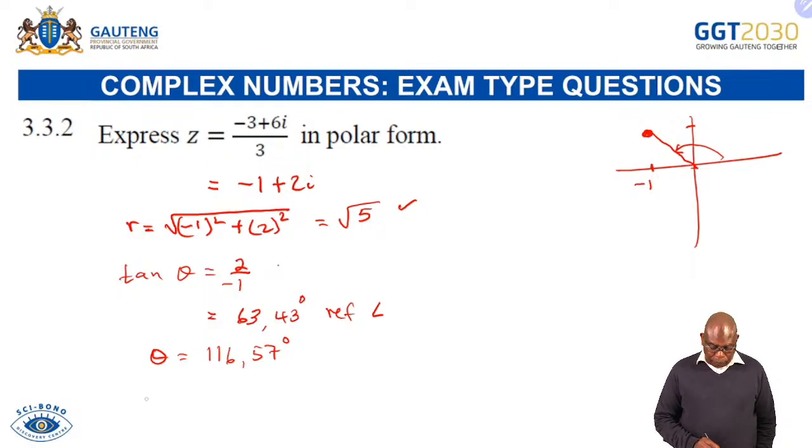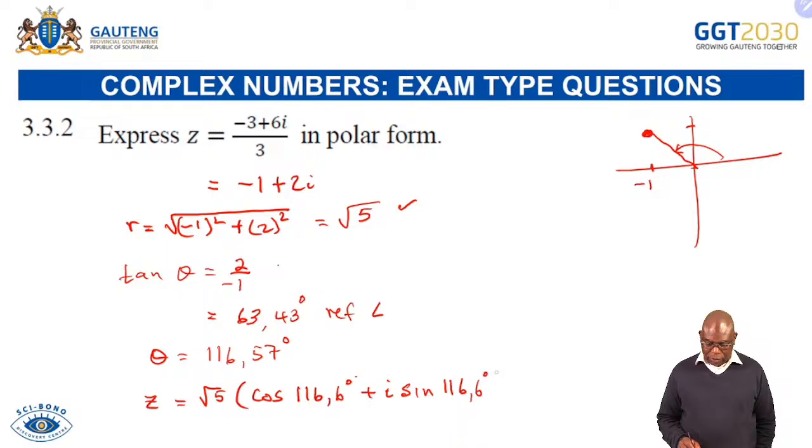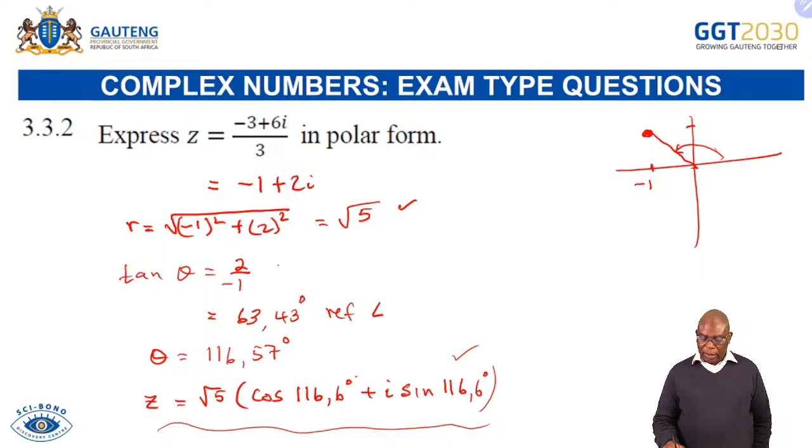So for me to write this in polar form, I need the square root of 5, I need the cos of 116.6. I'll just put it correct to 1 decimal. Plus i, which is sine of 116.6 degrees. That is in polar form. And it is in the second quadrant.